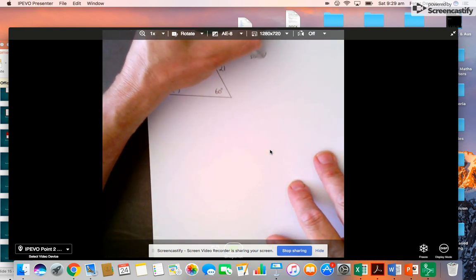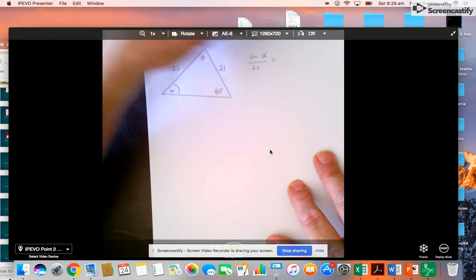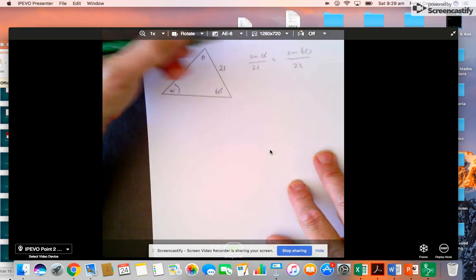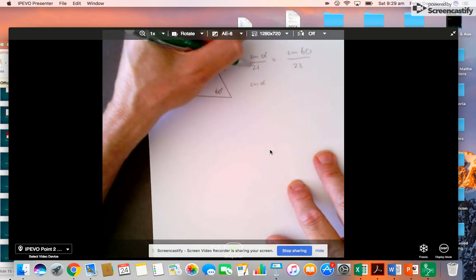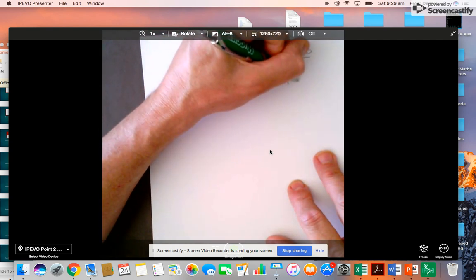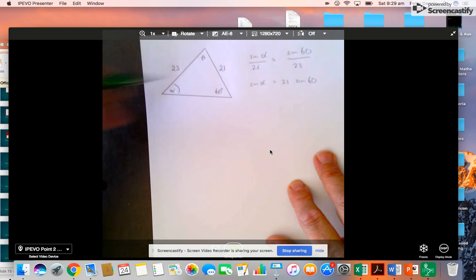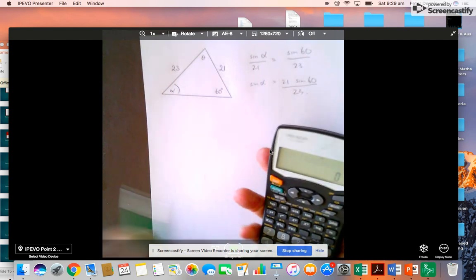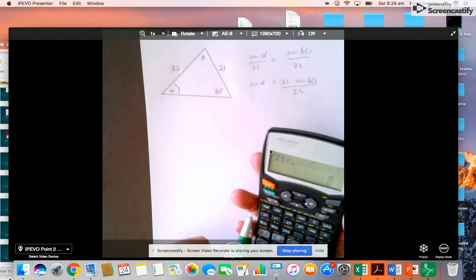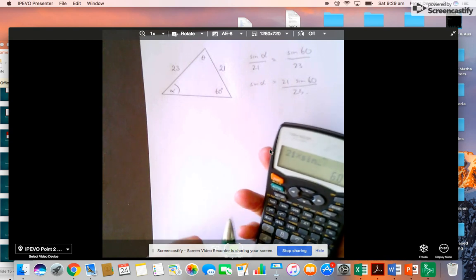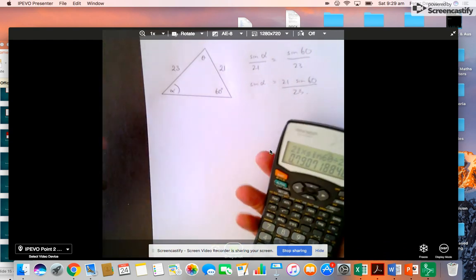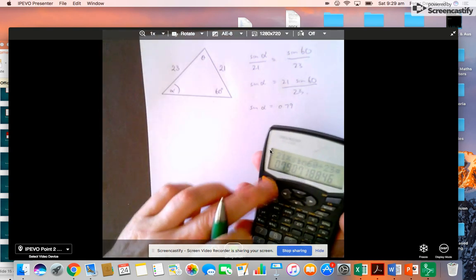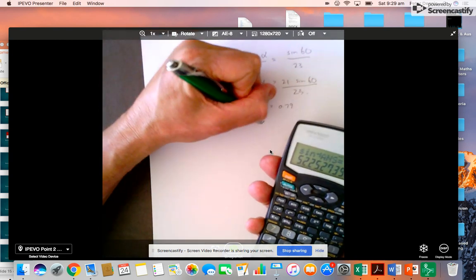So sine of alpha over 21 equals the sine of 60 over 23, and do our cross multiplying again, or take this 21 up to the top. 21 sine 60 over 23. And again, it's straight on the calculator. Make sure you're in the right mode, whether it's degrees or radians. Sine of alpha equals 0.79. So shift sine.